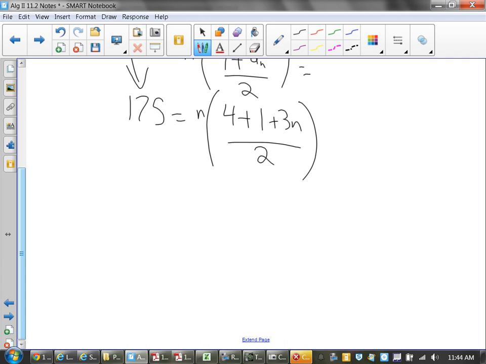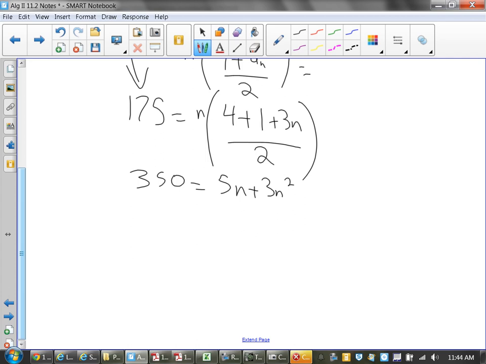What do you do first? Yeah, combine the 4 and the 1. And what do you do to get rid of that divide by 2? Yeah. Get rid of the divide by 2. You get 350 is going to equal 5n plus 3n squared. You okay with that?